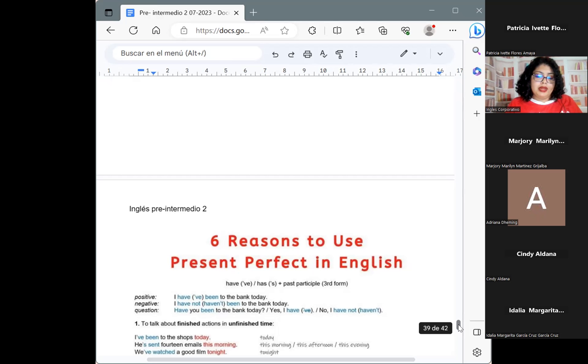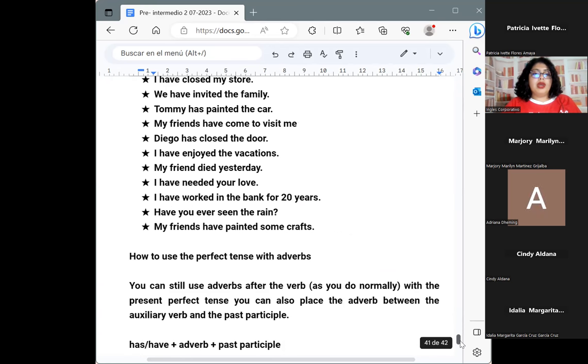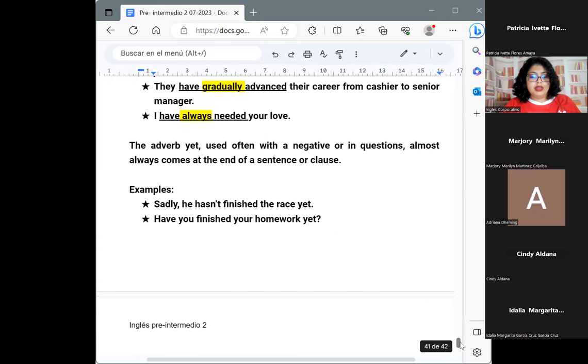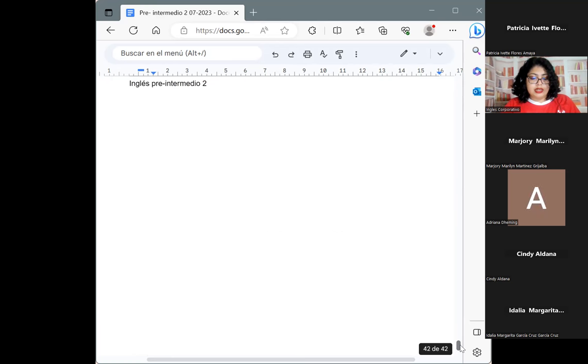We are talking about the present perfect, but we are going to continue with the information that we have, the examples. So we have here how to use the present tense with adverbs. And then we are going to see the six examples of when to use the present perfect tense.